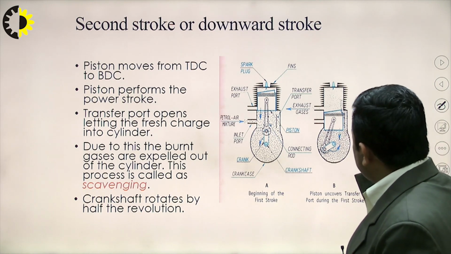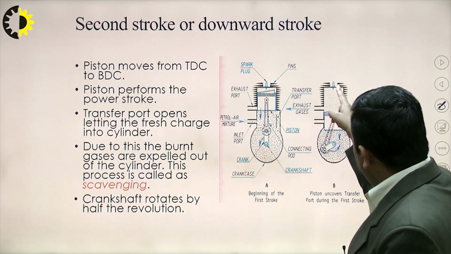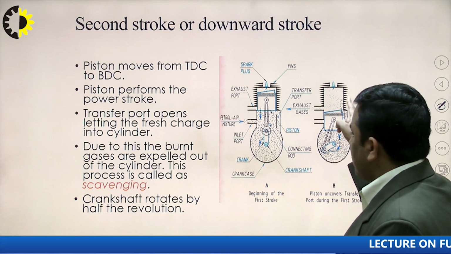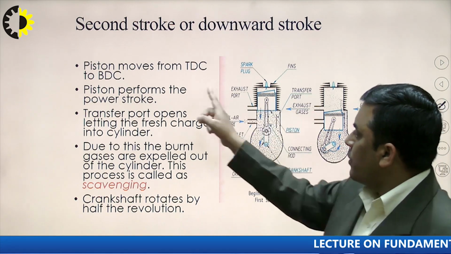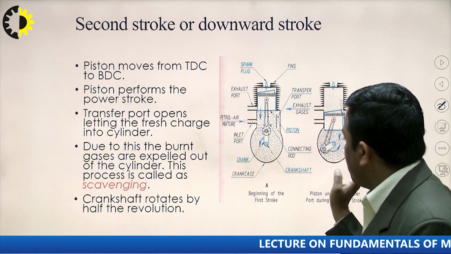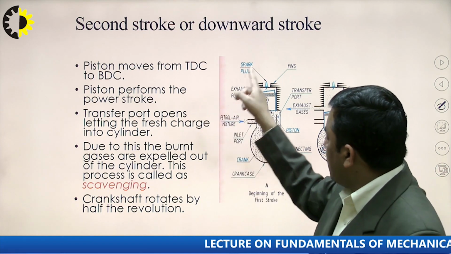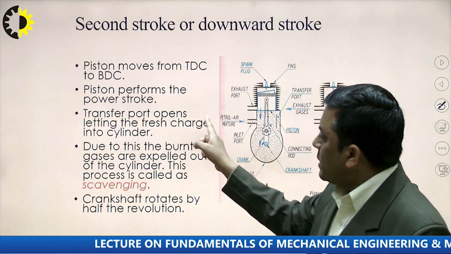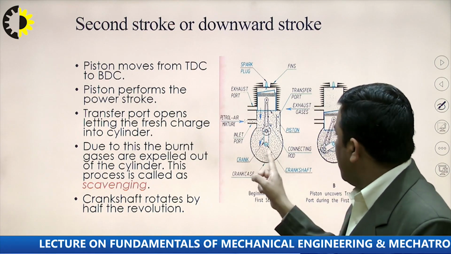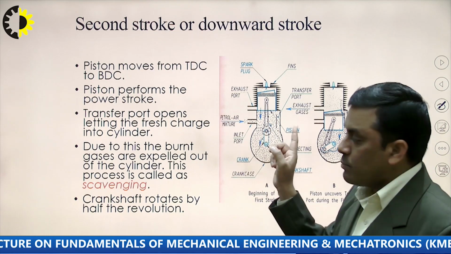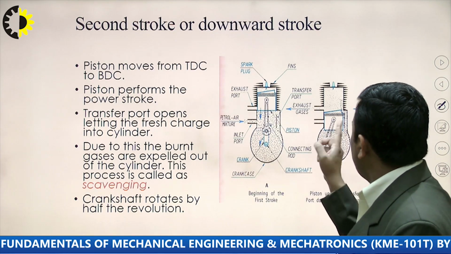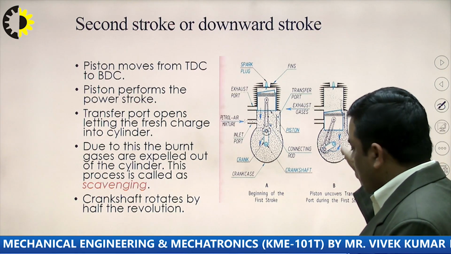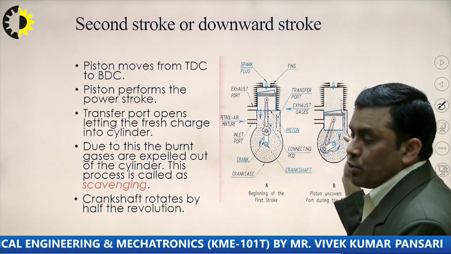By this we are observing that exhaust gases are going out and simultaneously the fresh air fuel mixture is also going in. So, this is what is written over here. The piston moves from TDC to BDC and performs the power stroke. Yes, one power stroke is available. The transfer port opens, letting the fresh charge into the cylinder, but before the opening of the transfer port, the exhaust port will be open. That we can see from the position of the exhaust port and transfer port. The transfer port is slightly below the exhaust port.